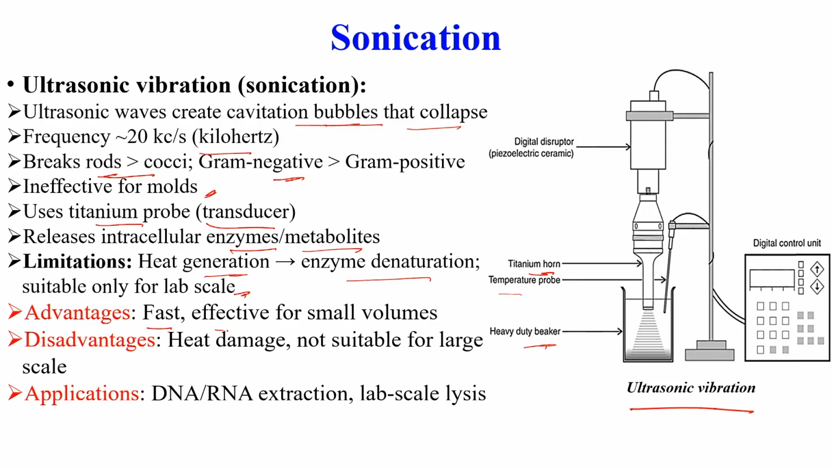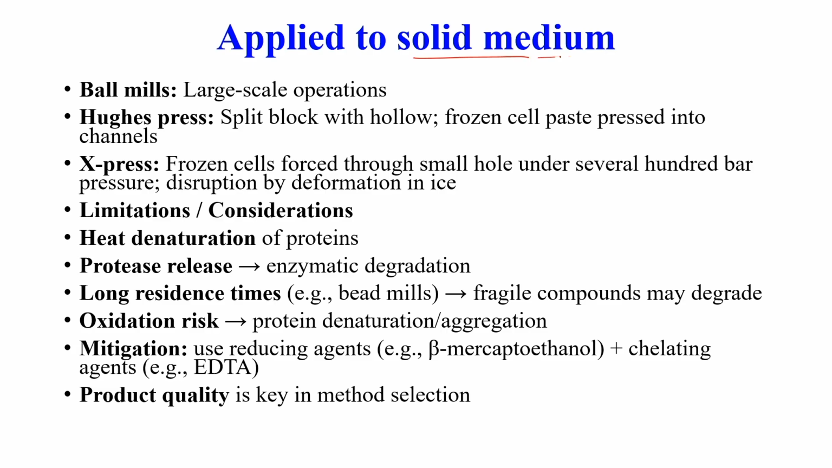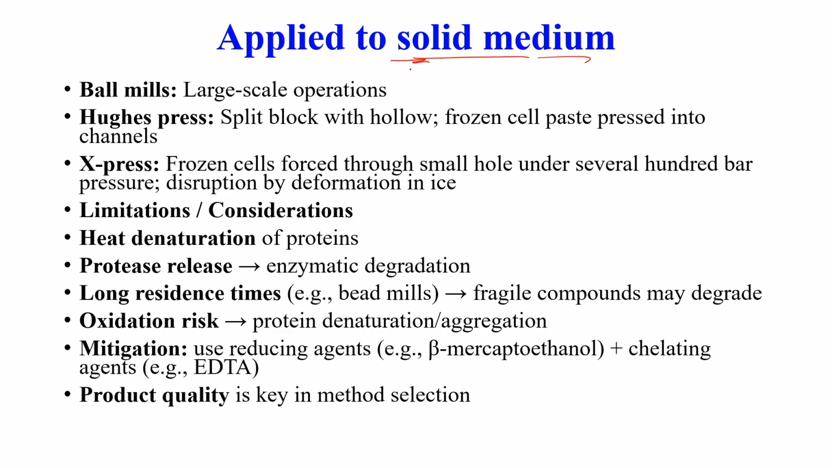Its advantage includes being fast and effective for a small volume. Disadvantage: the heat generation, and it is not suitable for the large scale. So, basically it is mostly applied at lab scale setup, particularly for the extraction of intracellular components of a cell like DNA and RNA. Next comes pressure applied to the solid medium. So far we have discussed that pressure was applied to the liquid medium, so the disruption was done through the liquids. Now, we are going to use the solid medium.